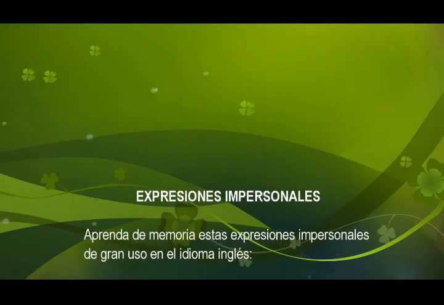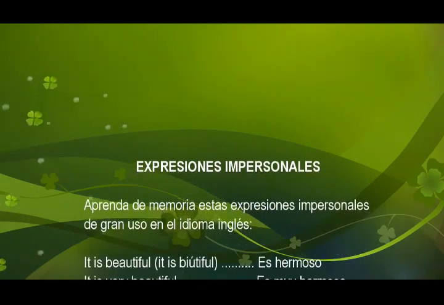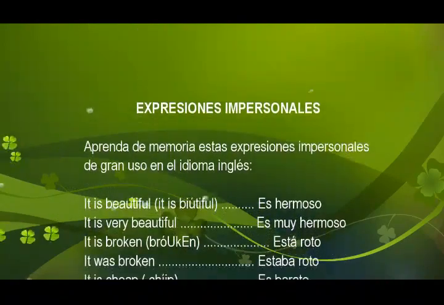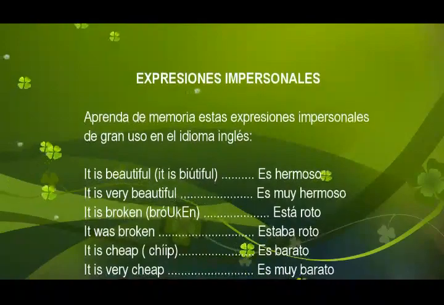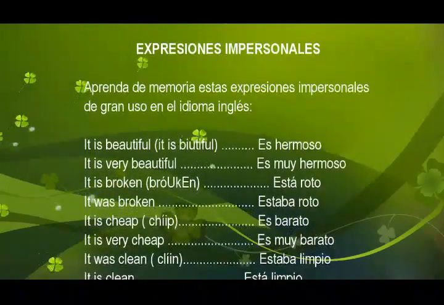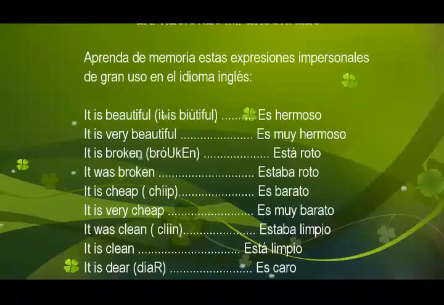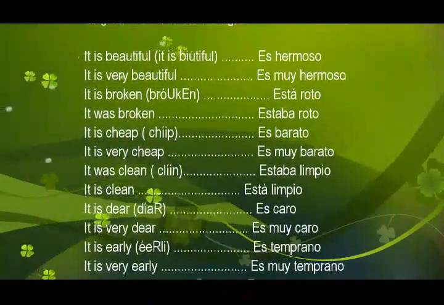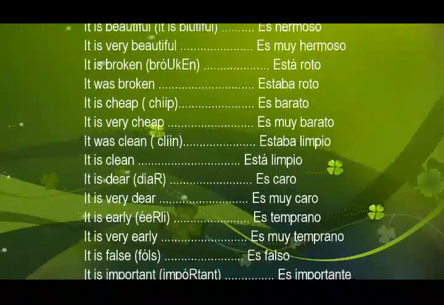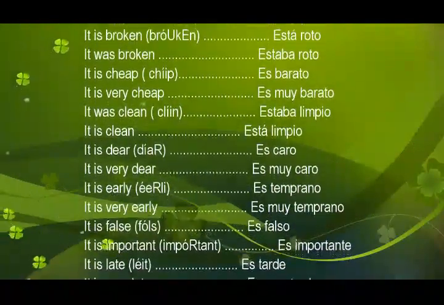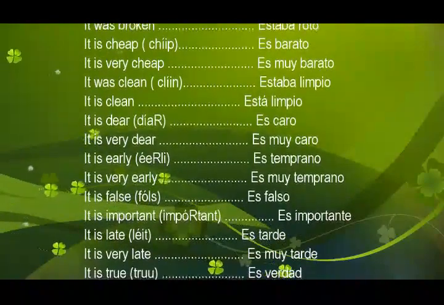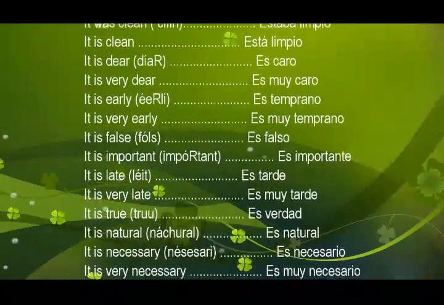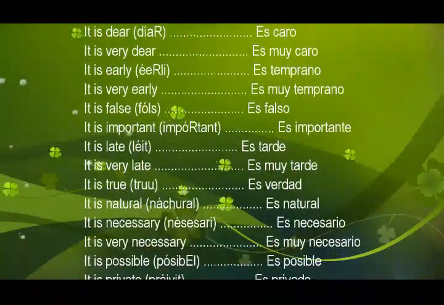Expresiones impersonales. Aprenda de memoria estas expresiones impersonales de gran uso en el idioma inglés. It is beautiful. It is very beautiful. It is broken. It was broken. It is cheap. It is very cheap. It was clean. It is clean. It is dear. It is very dear. It is early. It is very early. It is false. It is important. It is late. It is very late.